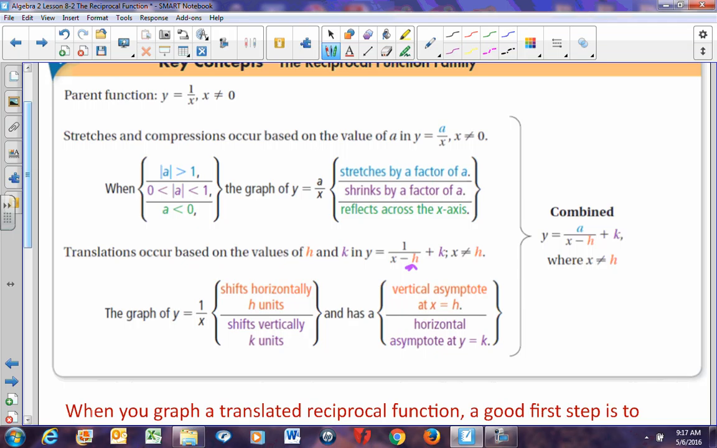If it shifts it horizontally h units, then it has a vertical asymptote at x equals h. So if this said x minus 4, it would have a vertical asymptote at x equals 4. If it shifts it vertically, that's your k value, that's what's outside of the fraction. It's going to shift it vertically k units, and that's going to be your horizontal asymptote. Combined, it looks just like this. And remember, we've done things with a's and h's and k's all year long, so you should be able to get used to this. And obviously, x can never equal h because you have division by 0.